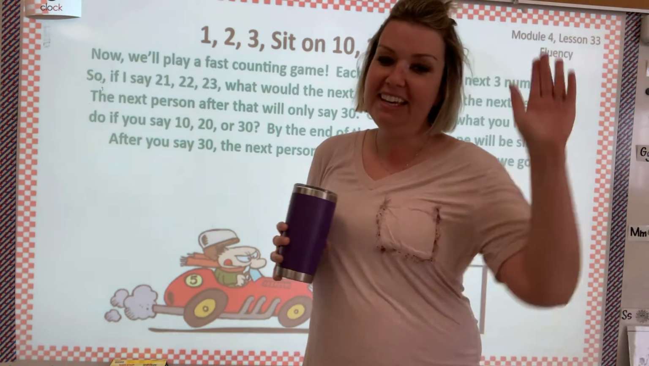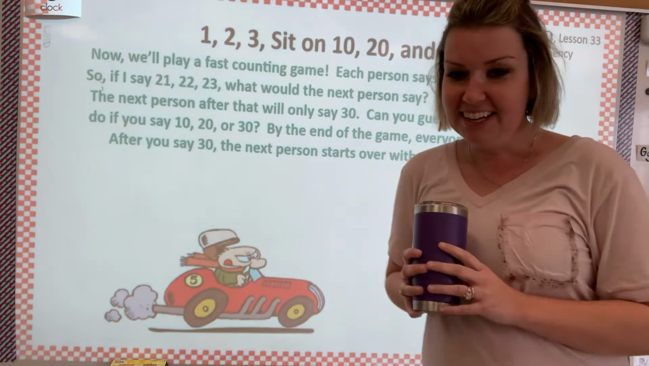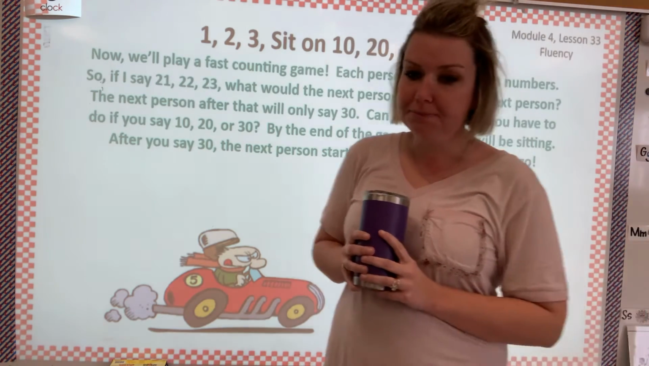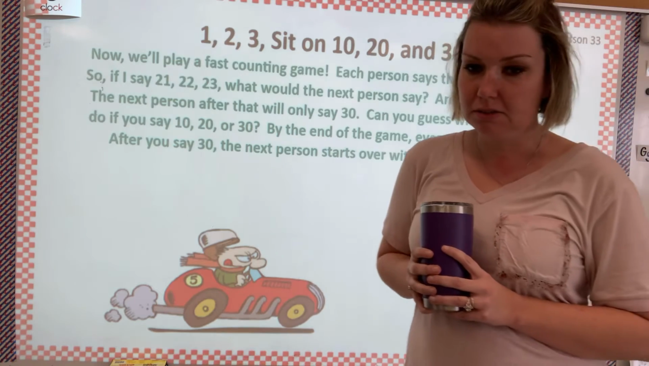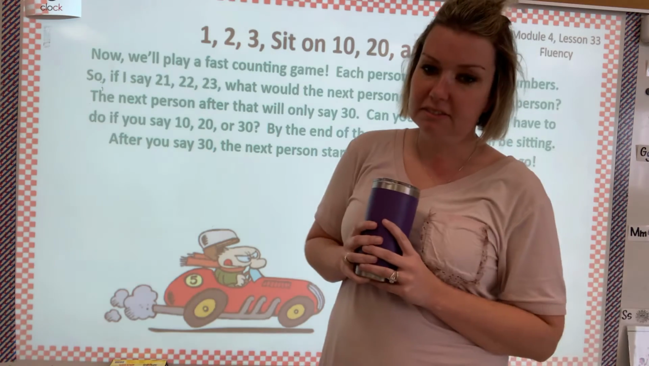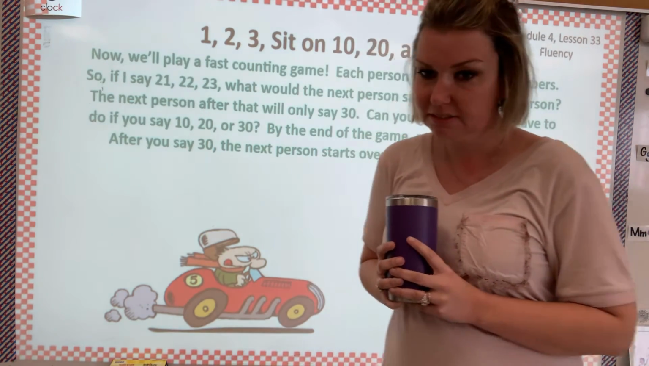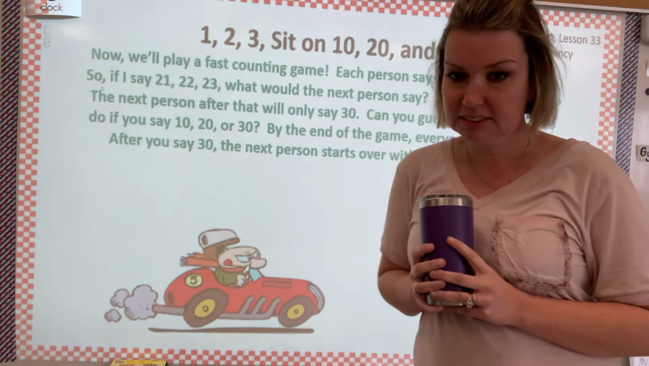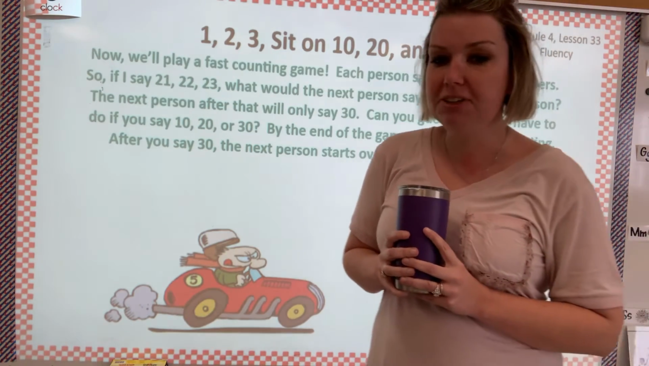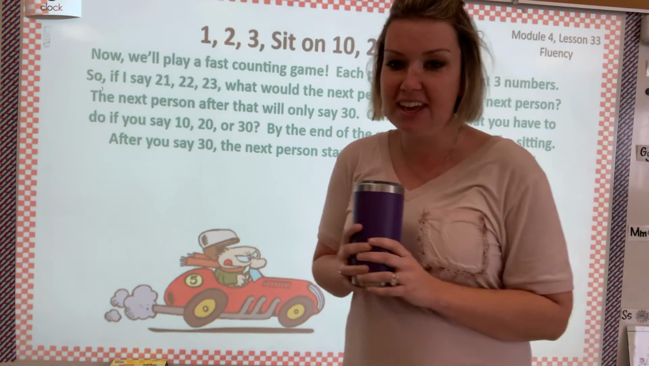30. So you sit down on 30. Good job, Russell. Okay. Smriti, start with 1. 1, 2, 3. Okay. Ryan. 4, 5, 6. Grant? 7, 8, 9. Smriti? What comes after 9? 10. Sit down. Okay, Ryan.